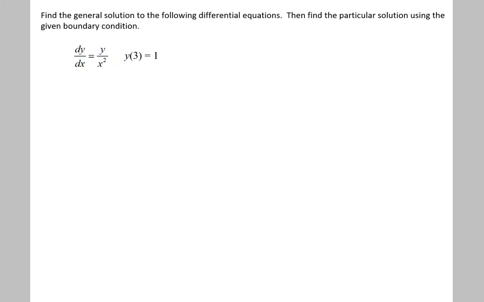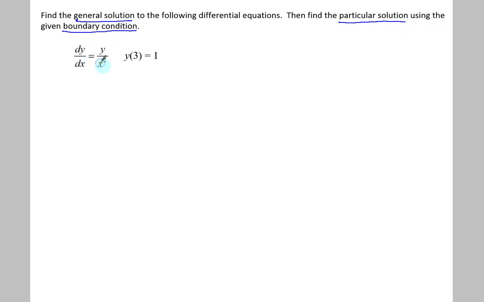Let's look at this example. Find the general solution to the following differential equation, then find the particular solution using the given boundary condition. dy/dx equals y divided by x squared. y of 3 equals 1.